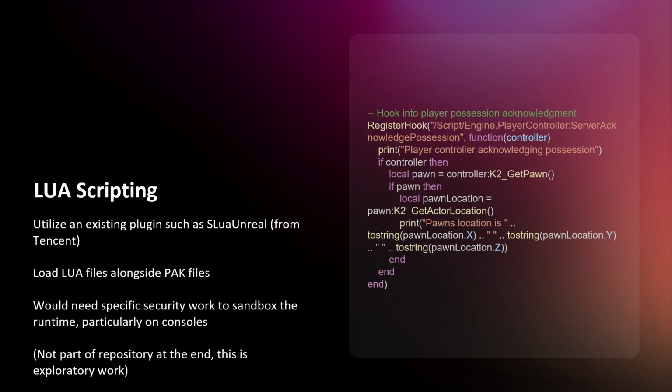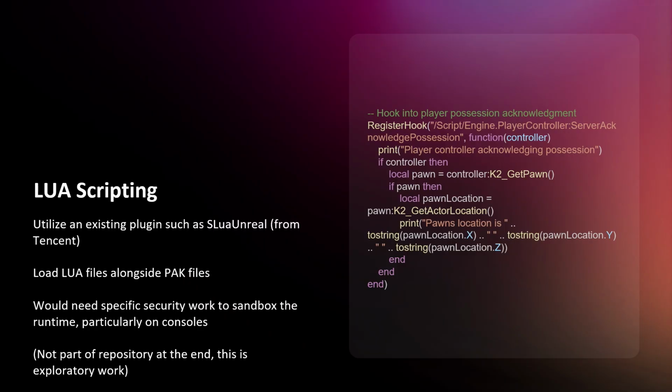You've got AngelScript. It's a fork of the engine that natively integrates a scripting language. You've got plugins like Lua Unreal. It's a Tencent one. They've used that in some commercial games. You've got a few others that exist. You can load Lua files alongside your pack files. So whenever you bundle up your mods, just ship those Lua files and look them up at load time as part of the FUGC package and append them to a state. You would need some specific security to sandbox the Lua runtime, particularly on consoles.